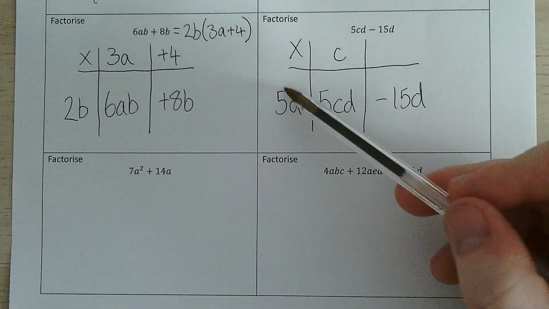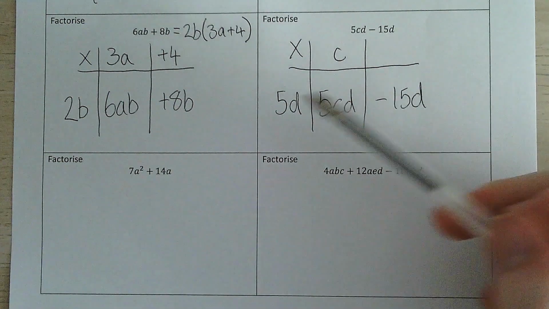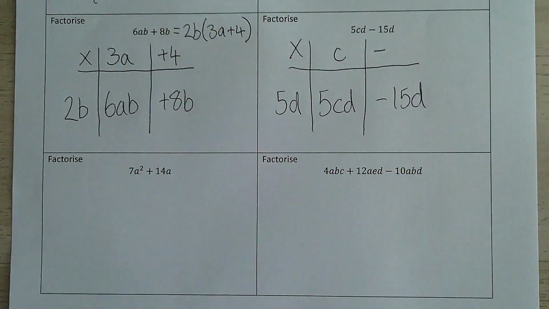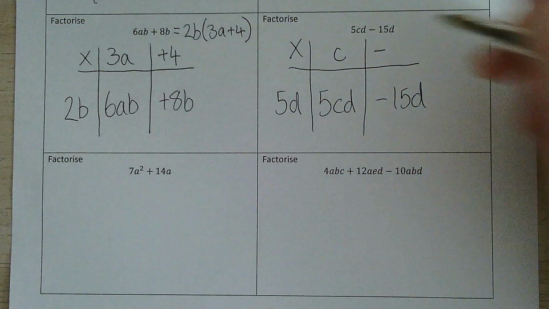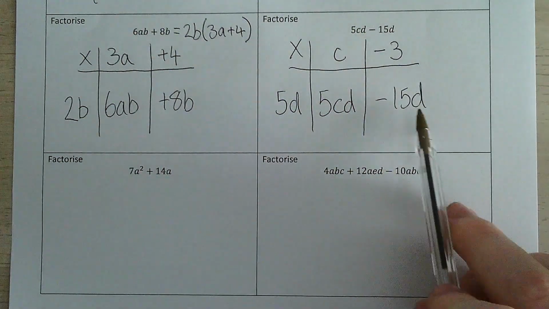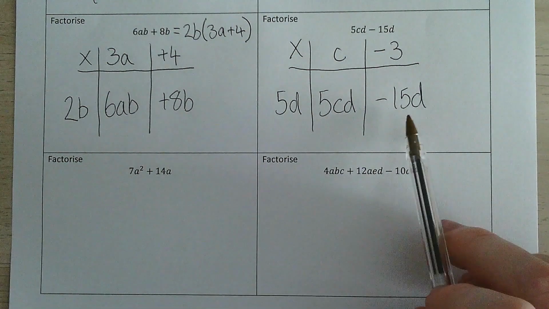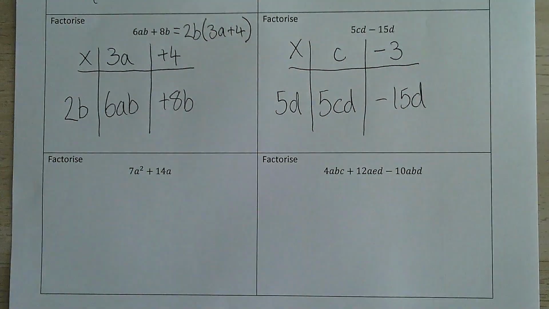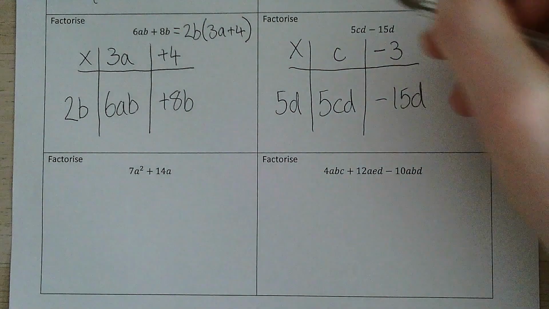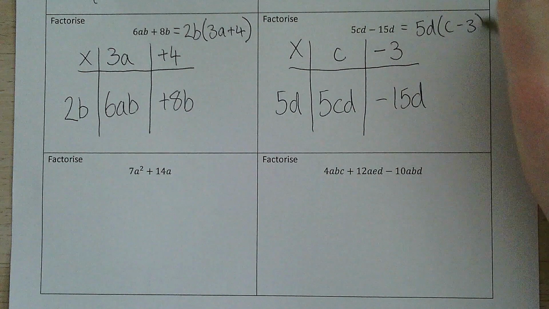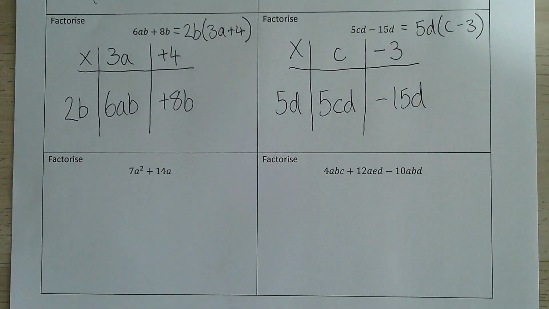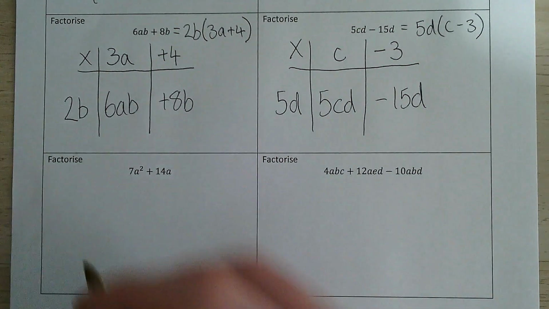Minus 15 divided by 5, well, there's one negative in that calculation, so there'll be one negative in the question. 15 divided by 5 is 3. d divided by d, they're going to cancel each other out, so we're just left with minus 3 on top. So therefore the answer, 5d, and then in brackets, c minus 3. Question 7 is very similar, but is now also including powers.